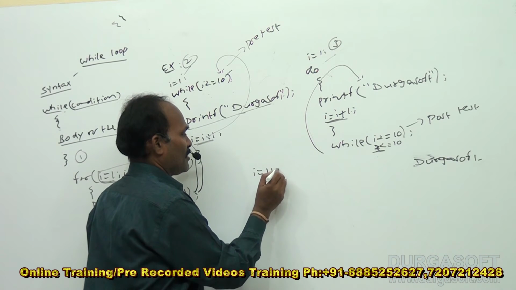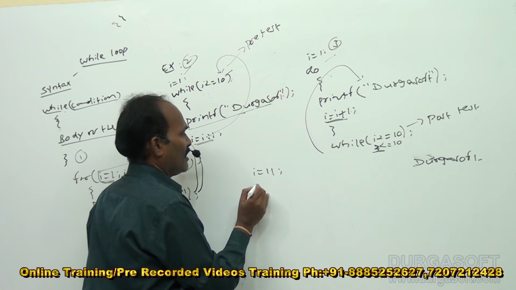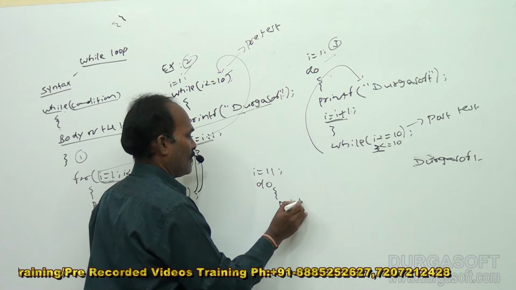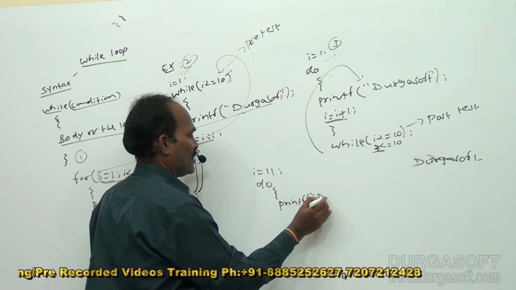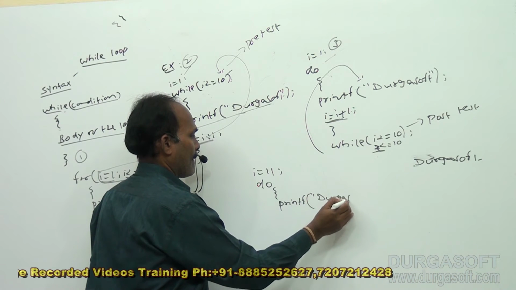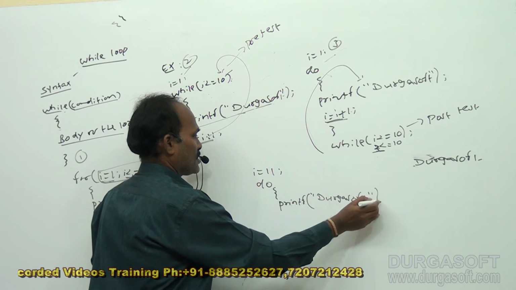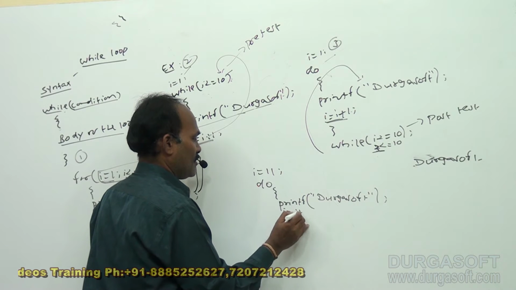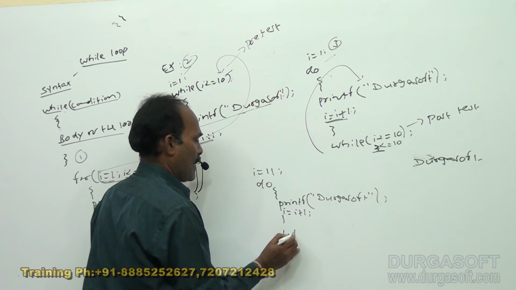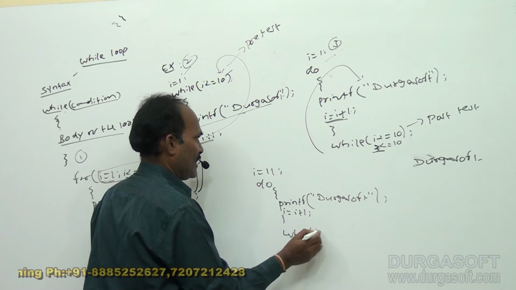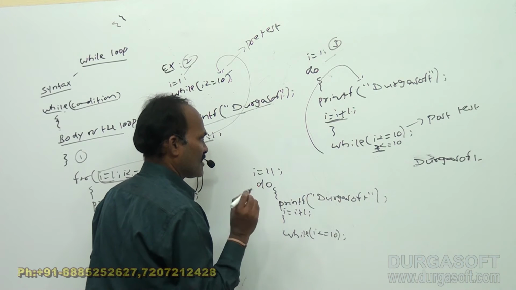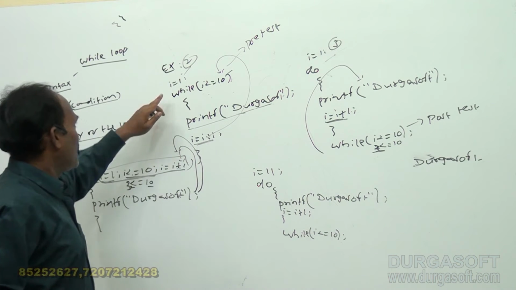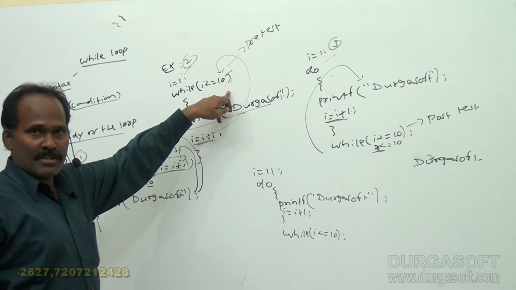Suppose just think of a message. I will write like this: i is equal to 11. I may say do printf, within double quotes DURGASOFT, close, and within this write i = i + 1, while i is less than or equal to 10. I may write like this. At the end of the do while statement, a semicolon is mandatory, but in the while loop there is no semicolon. A semicolon must not be given.